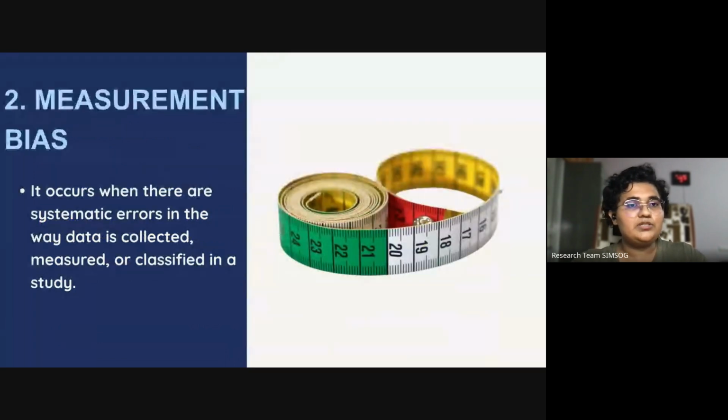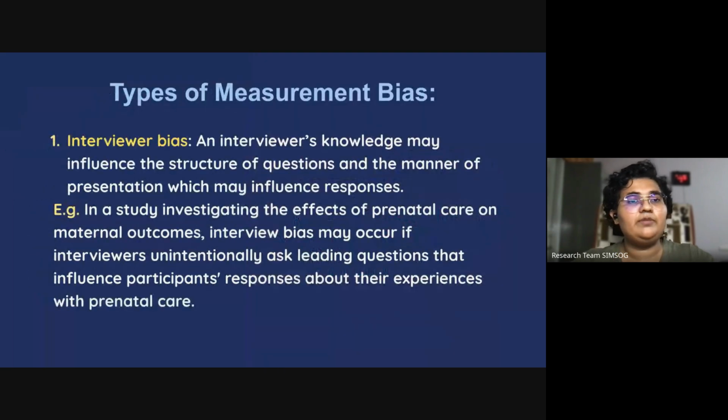Now let us talk about measurement bias. Measurement bias occurs when there are systematic errors in the way that data is collected, measured, or classified in a study. Let us look at the types of measurement bias.